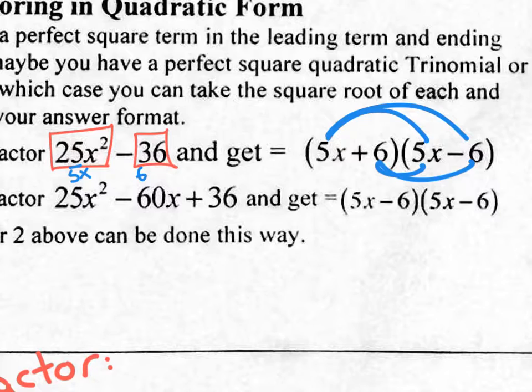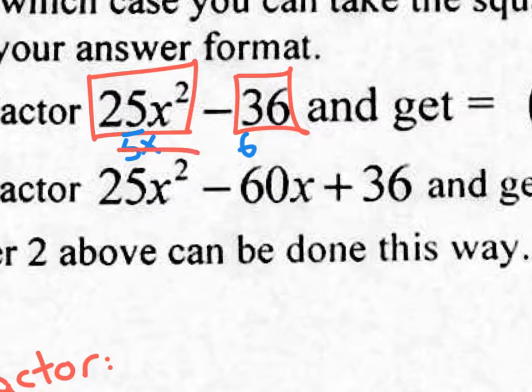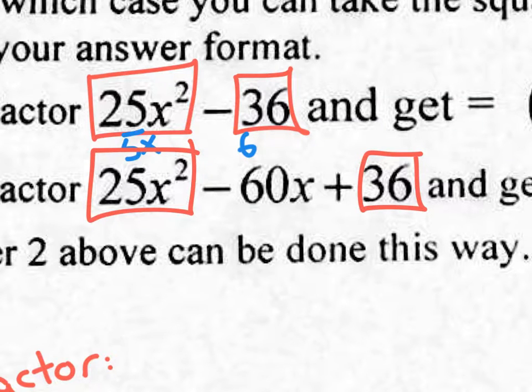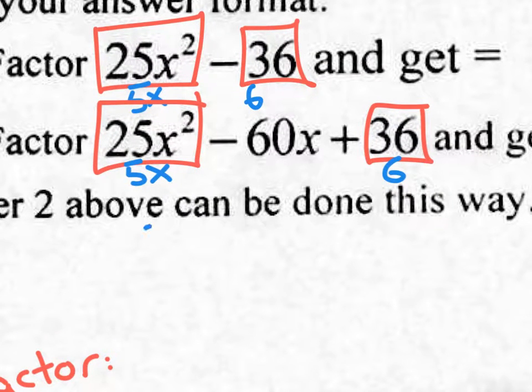Let's look at this next one. We also have a perfect square term right here, and we have a perfect square term over here. And of course, if you did the square root of 25x squared, you get 5x, and if you do the square root of 36, you get 6. So let me just do it right below it here. I might as well set up the answer.